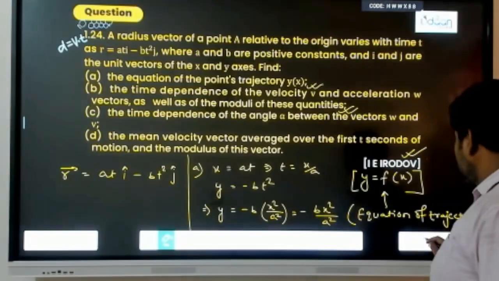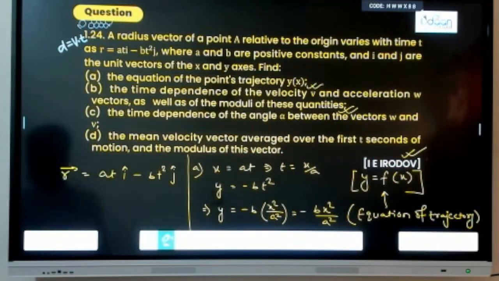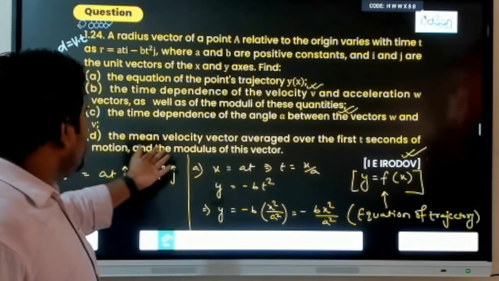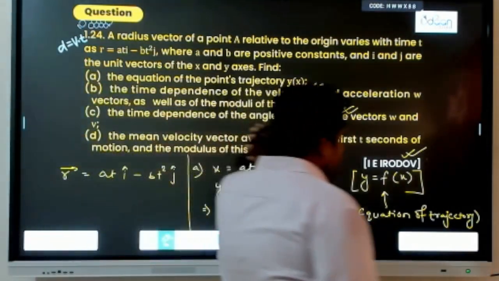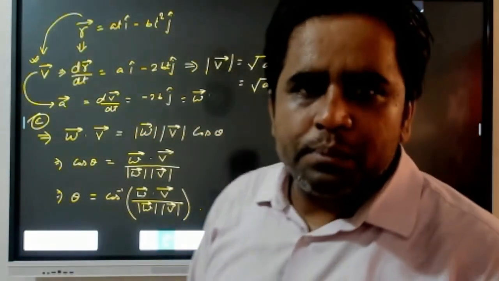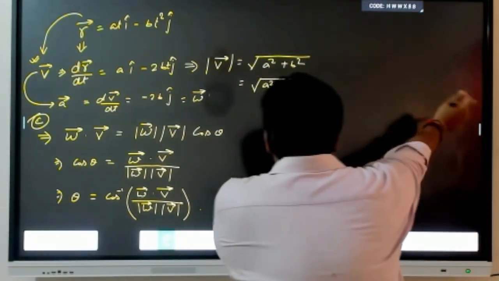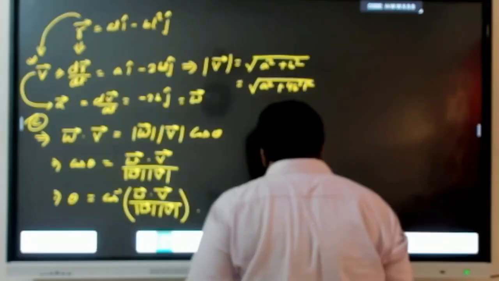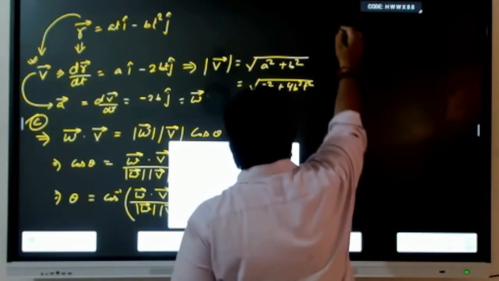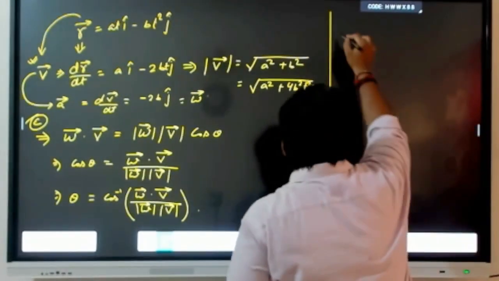Yes. Now the question is the mean velocity vector averaged over the first 3 seconds of the motion, and the modulus of this vector. So do you remember how to find the average of any function? If we have to find the average of any physical quantity, what we need to do is take the help of integration here.